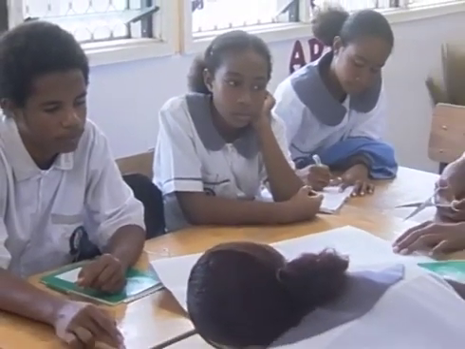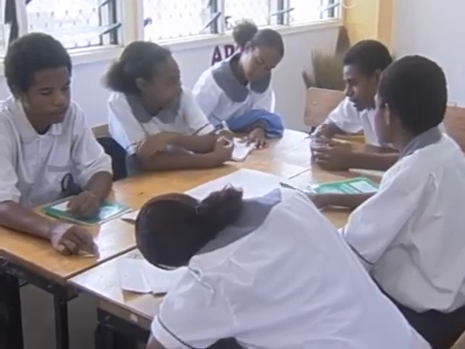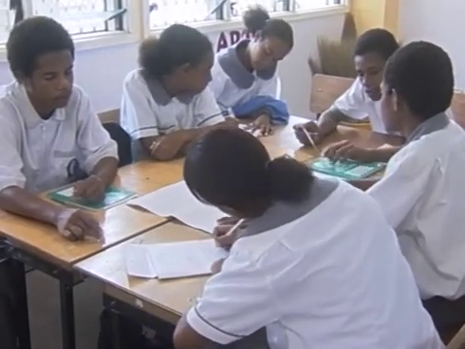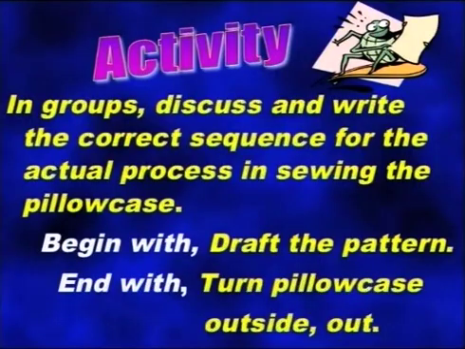After you draft the paper pattern, what did you do? Okay, leave the word pin and cut the fabric. So you say cut the pillowcase. Okay? So first one is draft the paper pattern, two, cut the pillowcase. You don't have to go into what you did in drafting the pattern. So after you have cut the pillowcase, what was the next step? Turn the pillowcase inside out.